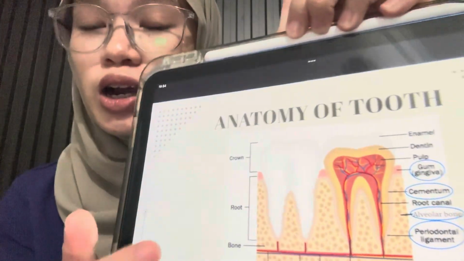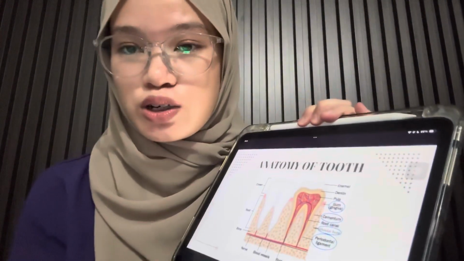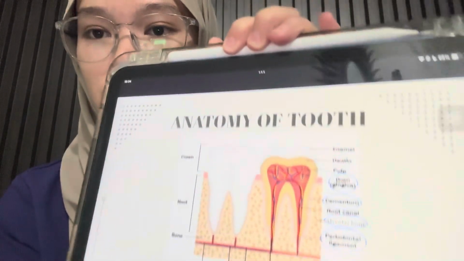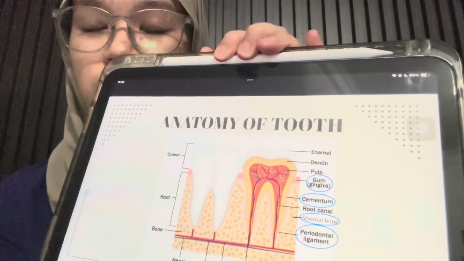So generally, we know there are the crown, root, and bone, but there are more behind it, which is called the periodontium. So periodontium consists of 4 structures, which is the gum or the gingiva, cementum, periodontal ligament, and also alveolar bone. So when these 4 structures are healthy, it means your teeth are stable and your gum is not bleeding. But when the structures are not healthy, it will progress into gum disease, or also known as periodontal disease.